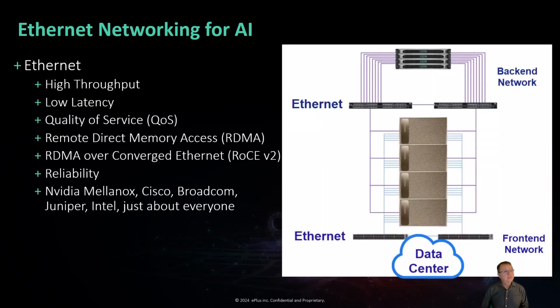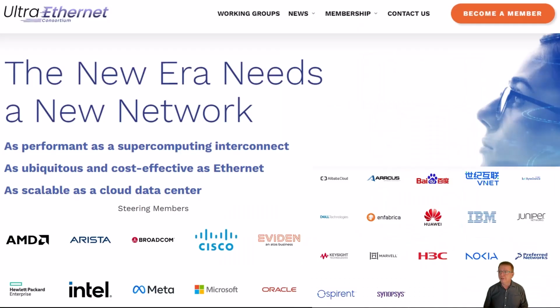We still end up with two networks. We have our RoCE enabled network, a dedicated back-end network, and then our front-end network. As you follow the evolution of Ethernet in the AI space, there are different groups. There's the RoCE Initiative. There's also another group called Ultra Ethernet, following along those lines. And as you can see, there are a lot of members, some of the biggest network companies in the world.